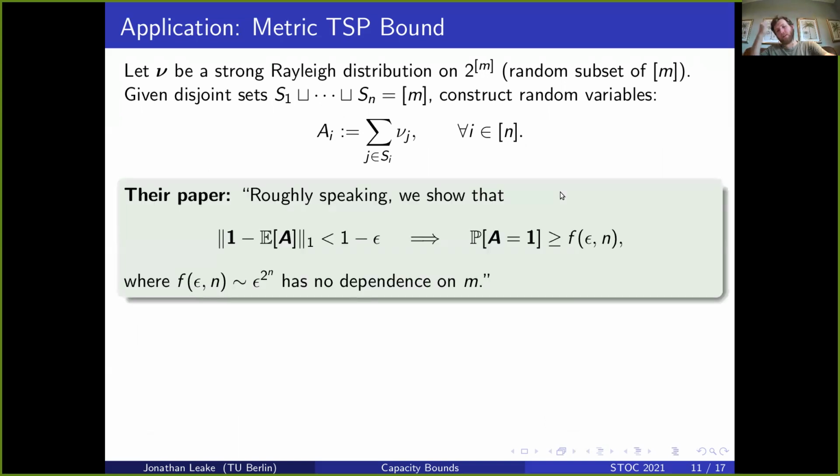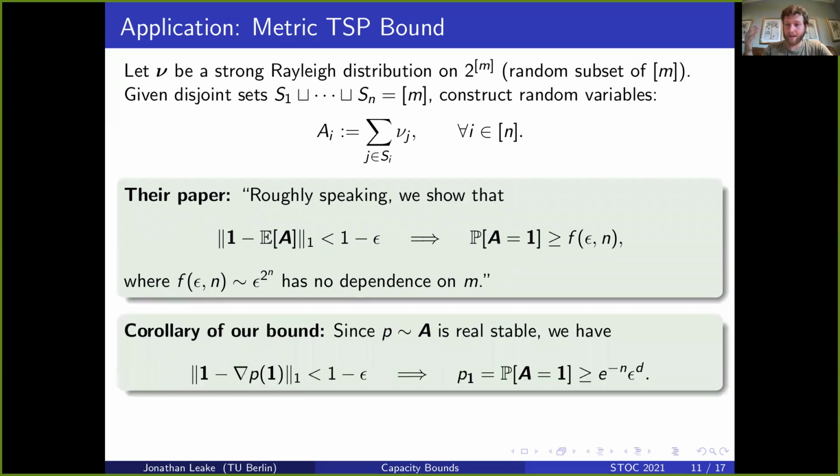Okay, and there's a line from their paper, which I'll now quote, which basically says that, roughly speaking, one of the technical pieces that they need is that they show that whenever the expectation of this A is close to all ones, where it's bounded above by this, it means that the probability that A equals the all ones vector is bounded below by some function which is doubly exponential. Okay, and they comment that if we can improve this doubly exponential to singly exponential, then we can make improvements on this approximation constant.